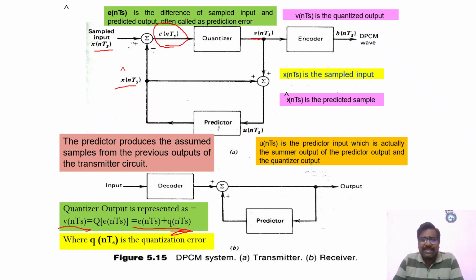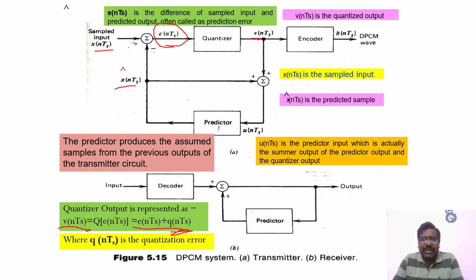So u(nTs) is the predictor input, which is actually the summer output. u(nTs) is nothing but the summer output, the sum of the predictor output and the quantizer output. So again it produces the estimated signal, and the same process is repeated.